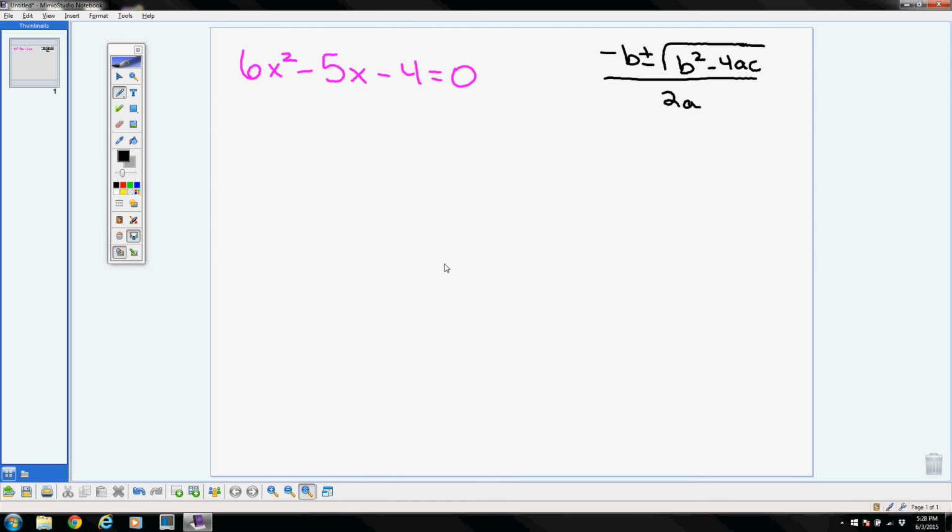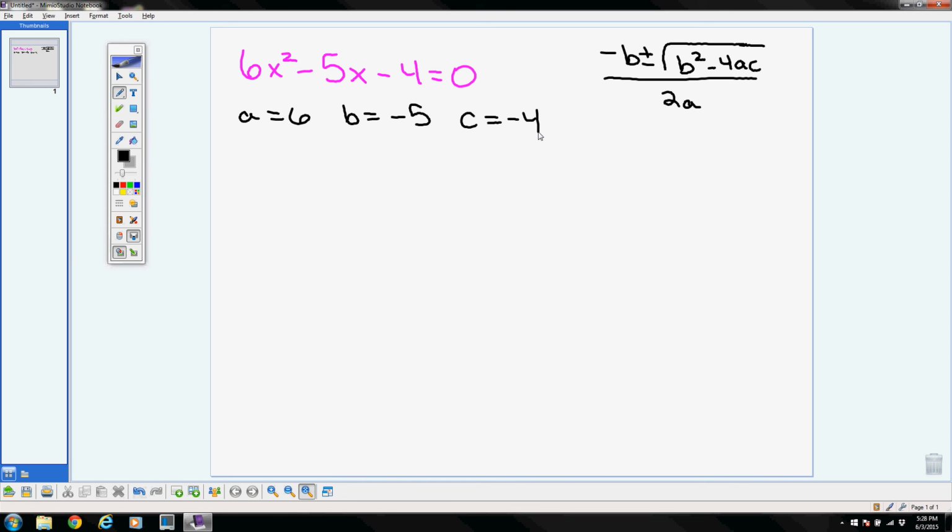So when I go to pick them out, my a is going to be 6. It's whatever's in front of your x squared. My b is going to be negative 5. That's in front of my x. And my c will be the negative 4. Remember, you have to have all of those on the left of the equals before you pick them out.